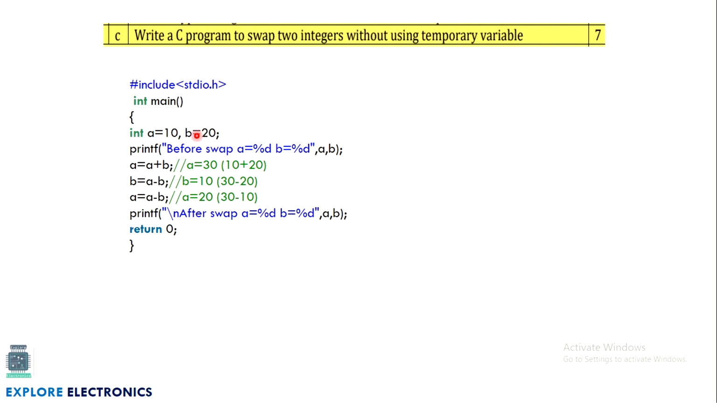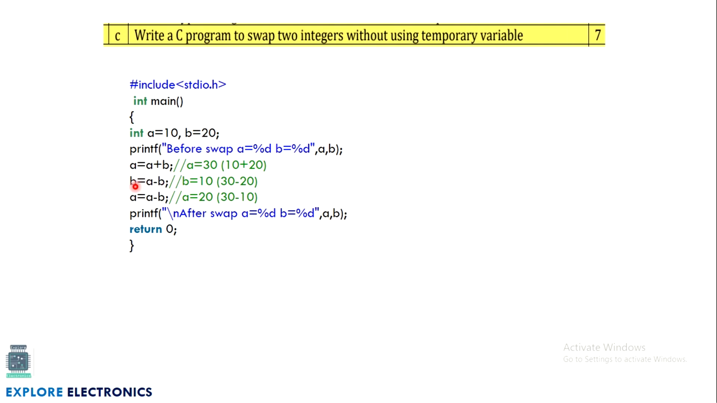You will have two variables with two values assigned to them, and then you print those values before swapping. And now how to swap them without any temporary variable? First you need to add these two values and put it into a. Now a will have 10 plus 20, that is 30. You need b to be 10, right? That means after swapping b should be 10 and a should be 20.